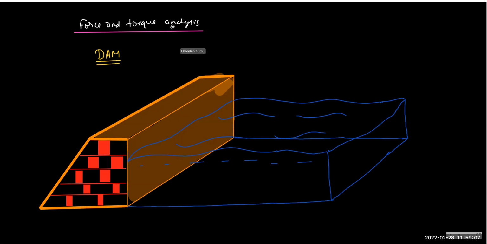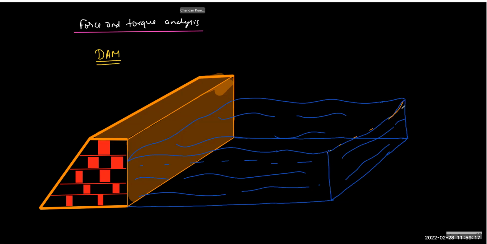So you can see the water, right? Everything is quite visible. So this is the dam. This is the water, and definitely there is a part which is being touched by the water. So this is the part which is getting touched by the water, right?